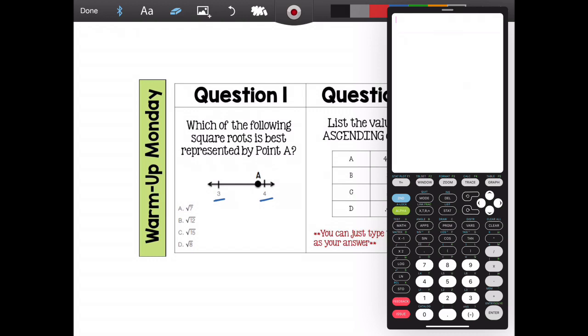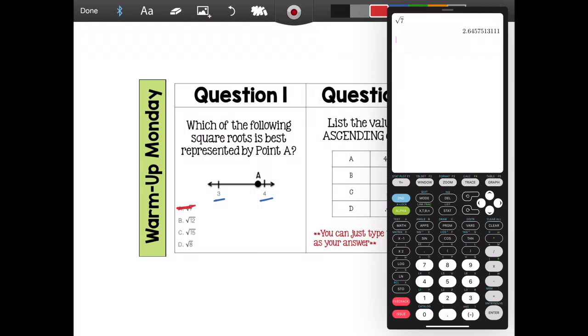To take the square root of a number, you hit second and the square, and this one is the square root of 7, which is 2 and 64/100ths. Now again, our point is between 3 and 4. 2 and 64/100ths does not fall between there, guys, so A cannot be our answer. We can eliminate that one.